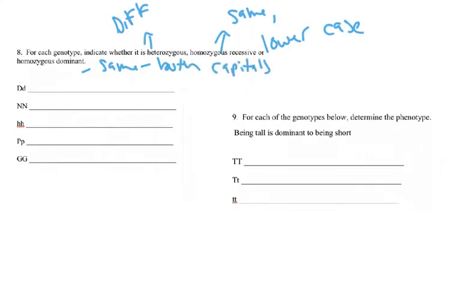So I'm going to help you with a couple, but then I want you to try it. So let's look at this one. They are different. That means there's only one option. It is heterozygous. Let's pick one more. I see this one. They're both lowercases and they're the same. That means they're homozygous.